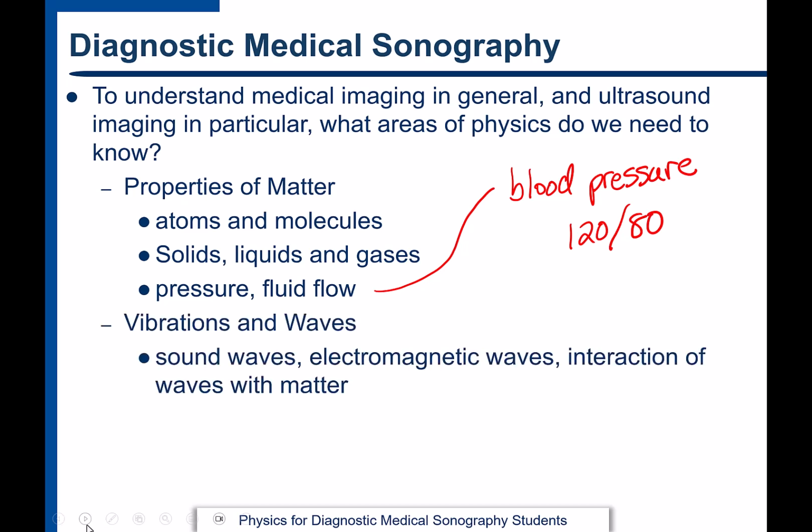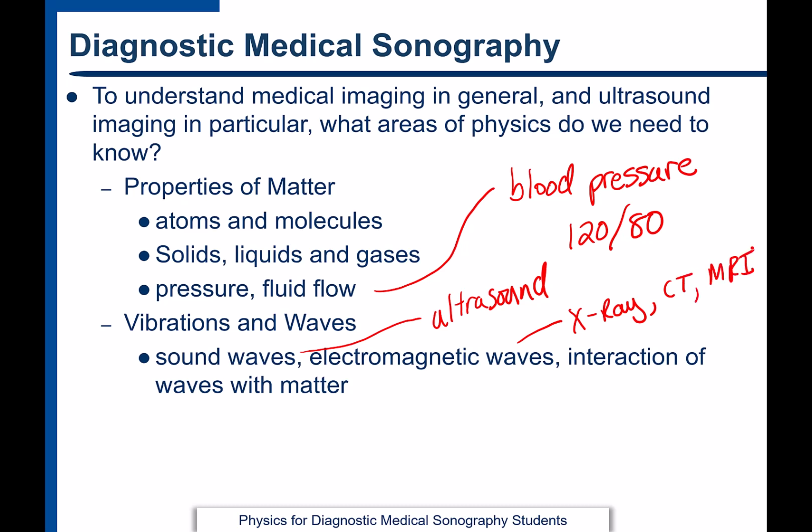Now, the most important topic for us is going to be talking about vibrations and waves. We've already said that ultrasound is using sound waves. So clearly we need to understand sound waves because that's what ultrasound is. But we also want to understand the different types of medical imaging. So for example, we've said that electromagnetic waves are used in X-ray, CT scans, and MRIs.